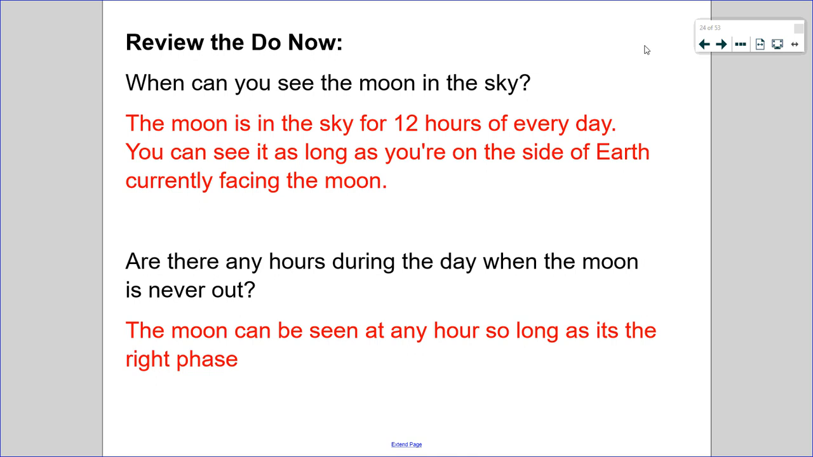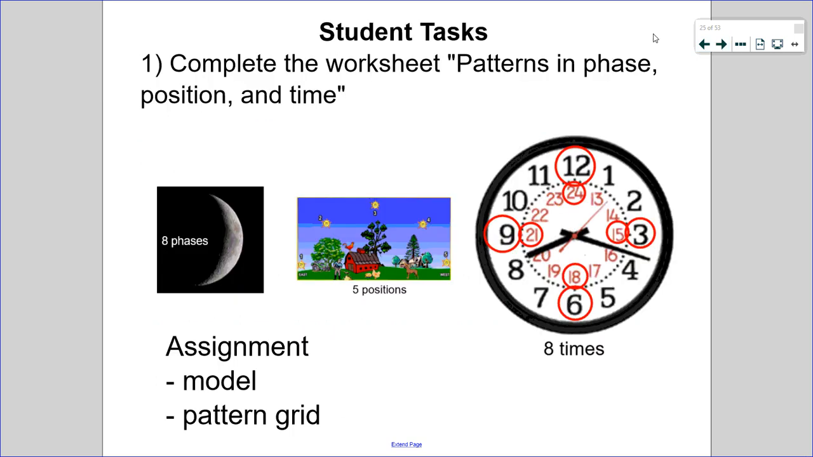So we typically associate the moon with nighttime, but that's not true. It's out just as much during the day as it is at night. So let me go over today's assignment.